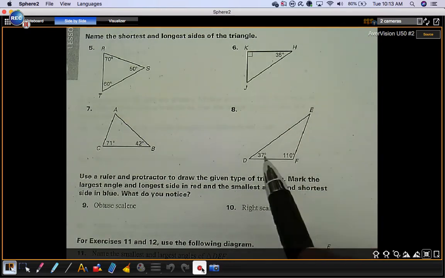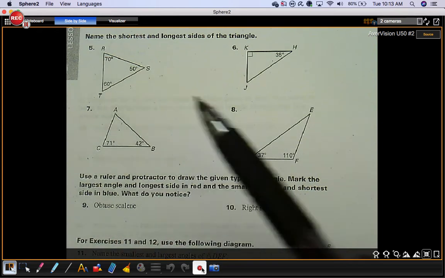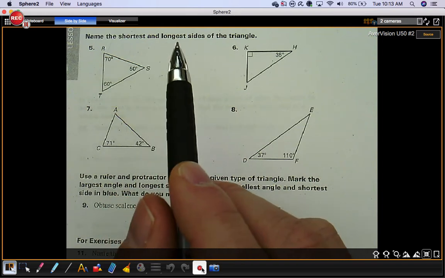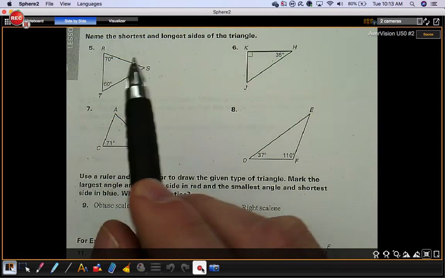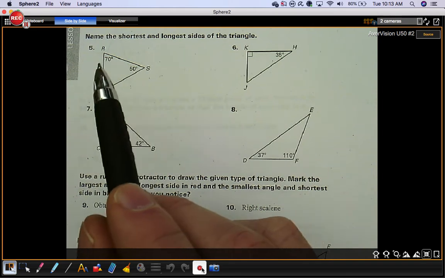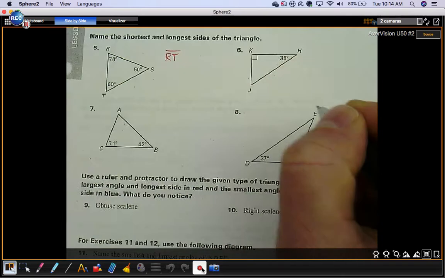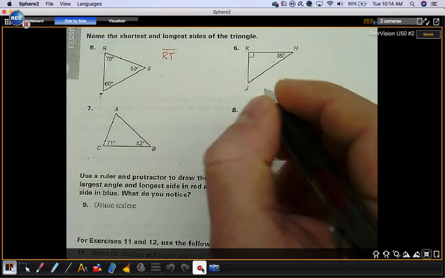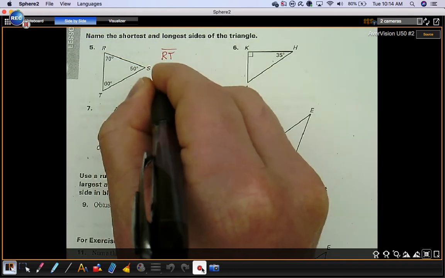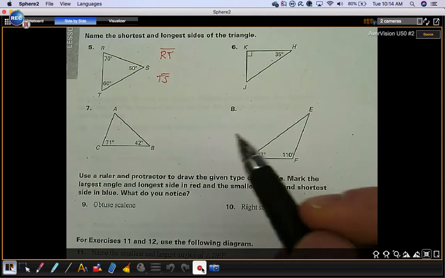5 through 8, this would be the converse of what we just did. If you know the angle measures, could you put the sides in order? For sure. So we want the shortest and the longest sides of the triangle. Okay, so when you name a side, you're using 2 letters, remember. So if that's the smallest angle, the smallest side is segment RT. That's the shortest. The largest would then be segment TS. It's across from the biggest angle.